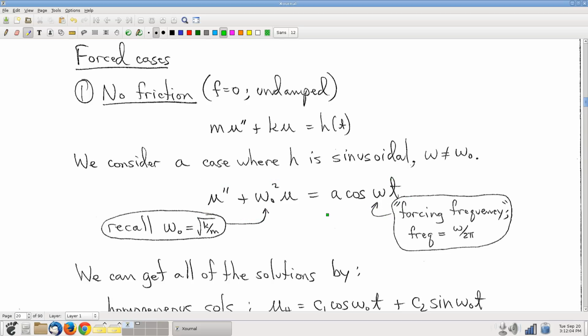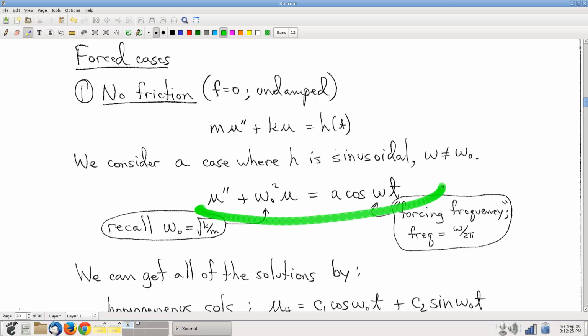Okay. Very importantly, in order to be able to get things done, we need to make an assumption about this forcing frequency. Specifically, I need to make sure that it's not equal to the natural frequency. That makes things different, which we will consider later.